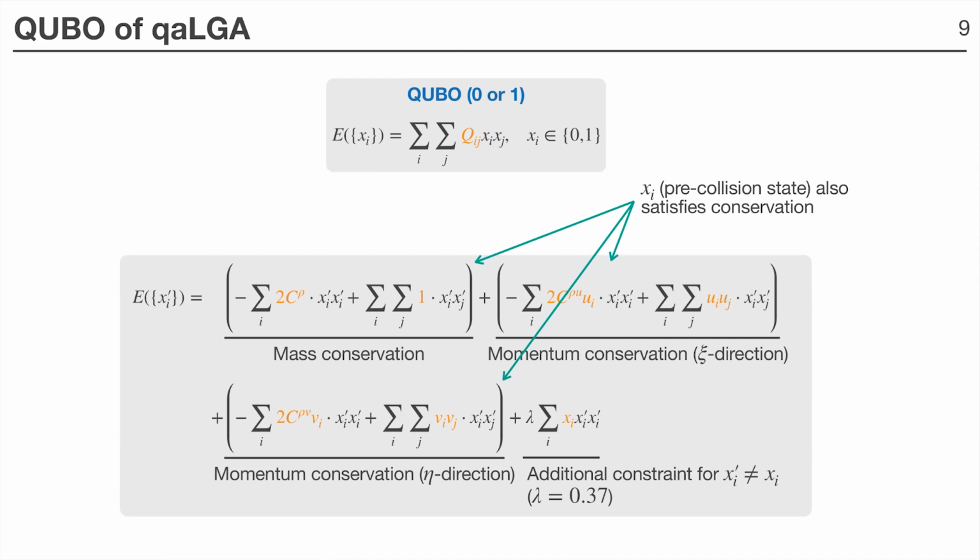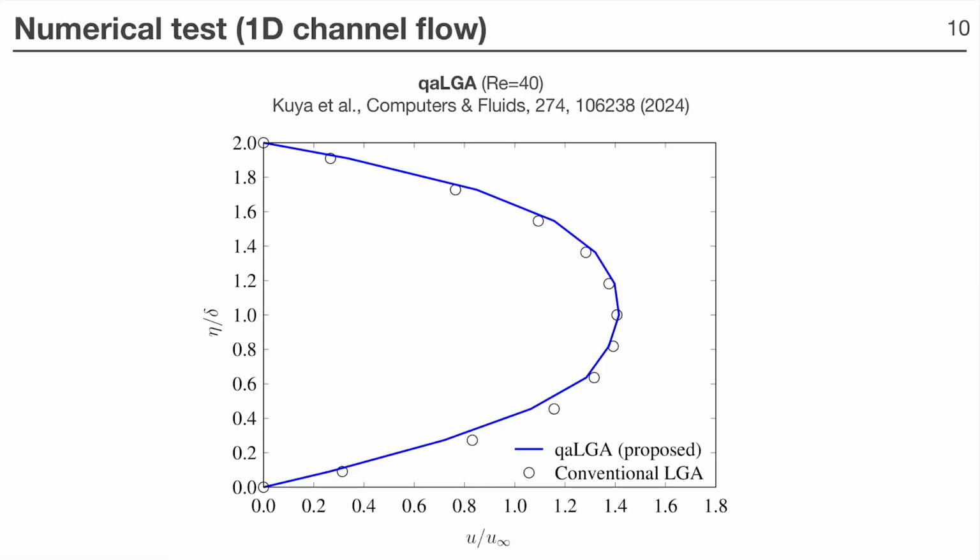Then we just put this equation into quantum annealing. You can obtain the flow computation. As an example, we solved 1D channel flow. Reynolds number is 40. Unfortunately, we cannot do large scale computation yet. But this is kind of the first step to obtain the flow solution using quantum annealing, because a lot of computational scientists said it's almost impossible to run the flow computation using quantum annealing. But it's a first step, and it's possible.